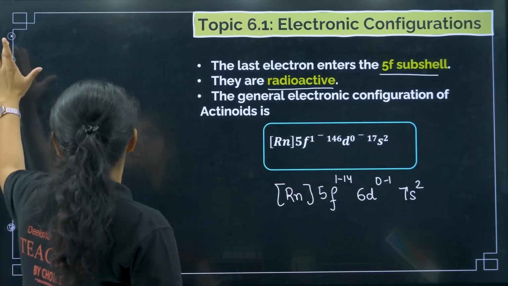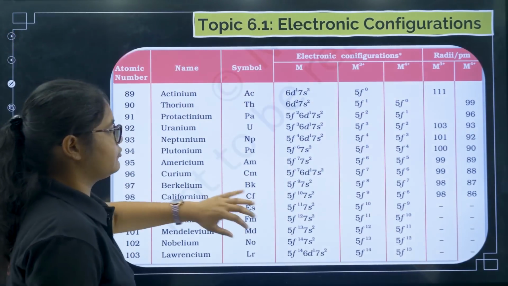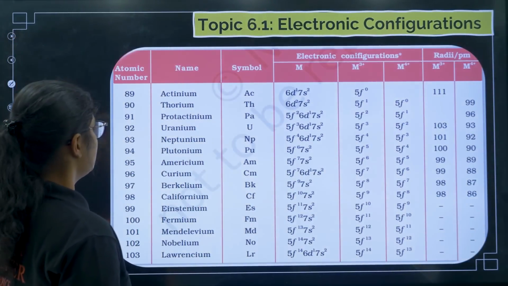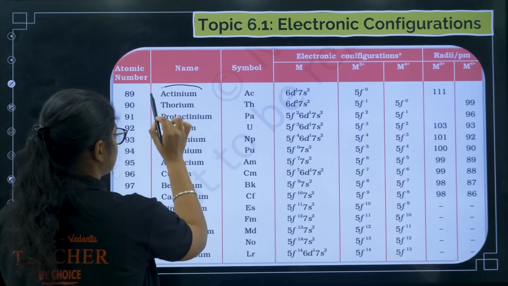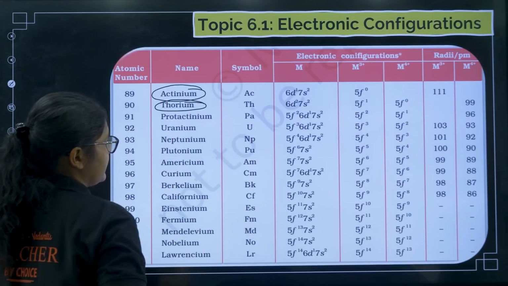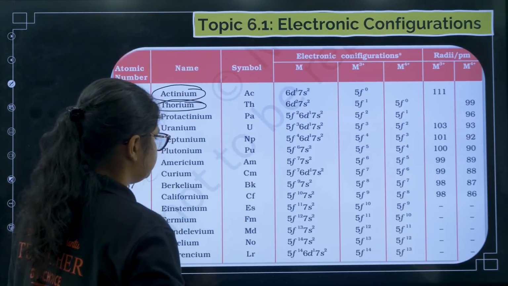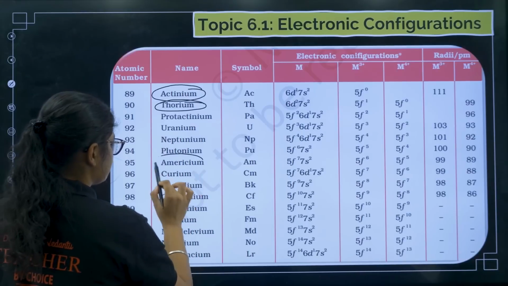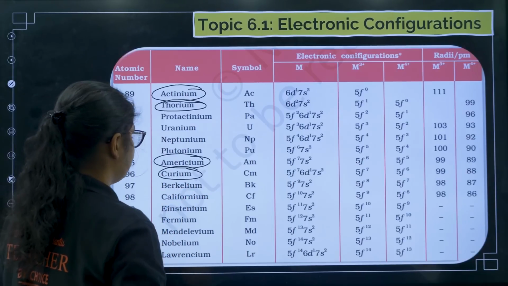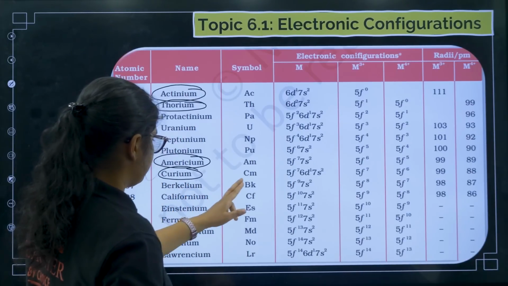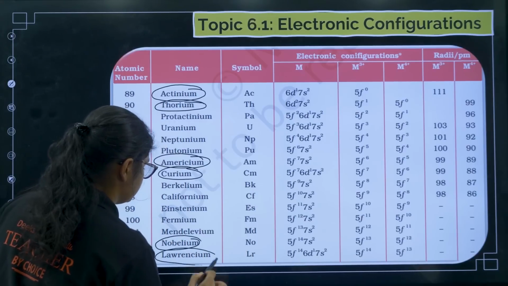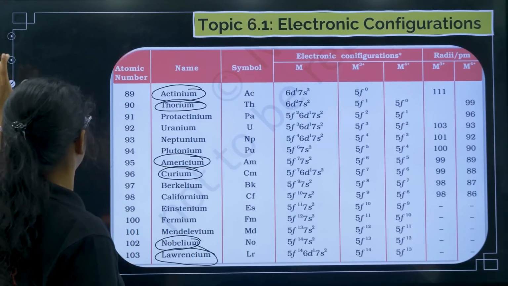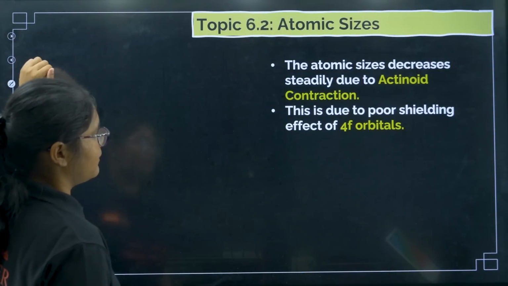Next, we have the electronic configuration here. I will say which elements you should be remembering. The first 2 definitely. Next, you have americium and curium, and then you should remember nobelium and lawrencium. So these 5-6 elements' electronic configurations you should remember.